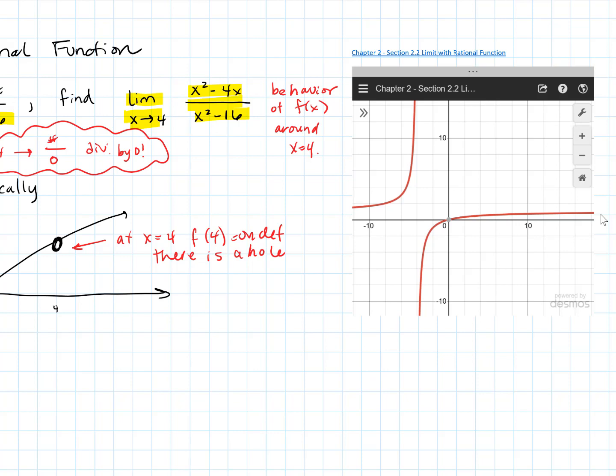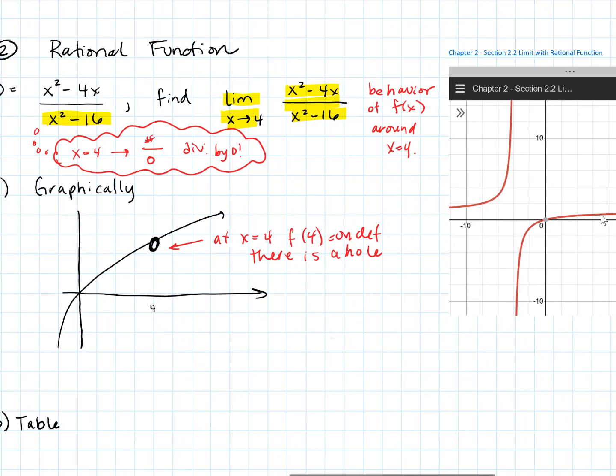But there is definitely a hole in the graph here. And so we want to be careful of that. But what we're looking at is not necessarily what happens right at x equals 4, right? We've just talked about that at great length. f of 4 is actually undefined. The function isn't defined there, but that is not what we're looking at when we look at a limit. We're looking at what happens around that point, right? What is the function's behavior as the x's get close to 4, not right at 4?